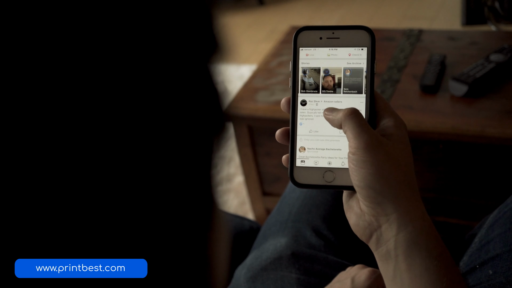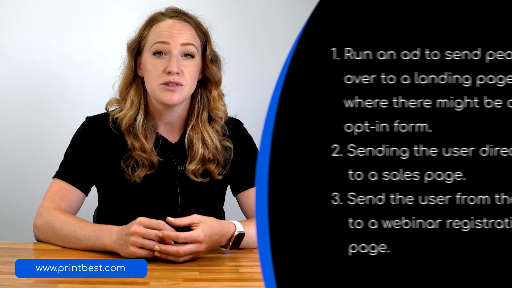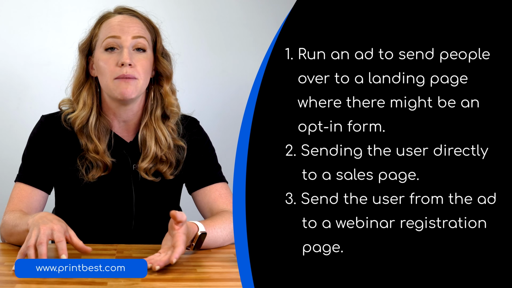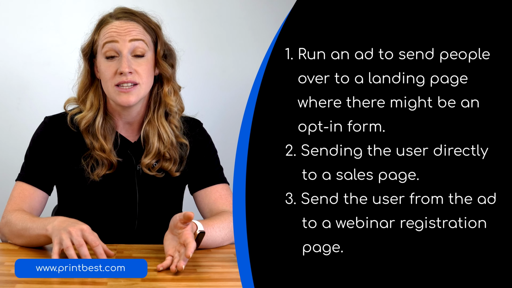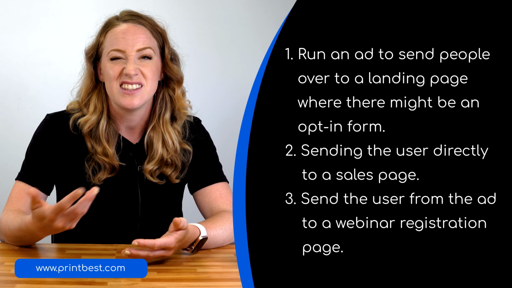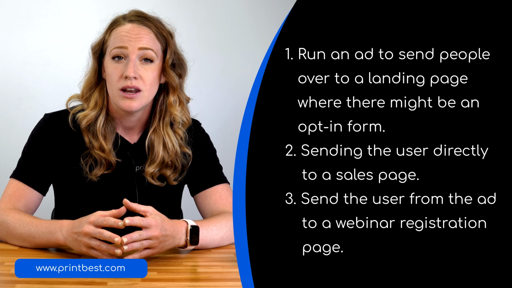Now, which Facebook ad model should you use to promote your services? Mainly, there are 6 core models which work regularly on Facebook. Number 1, the first one is to run an ad to send people over to a landing page where there might be an opt-in form, a call to action which sends the user to your page, and then perhaps offer them an incentive once they opt in.